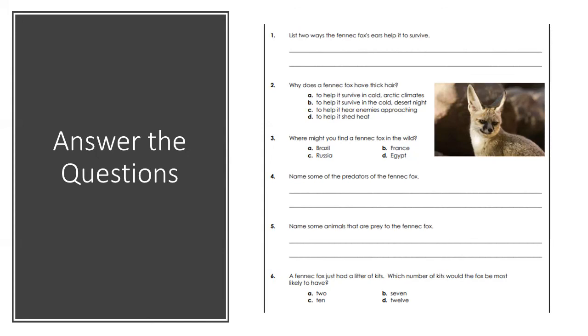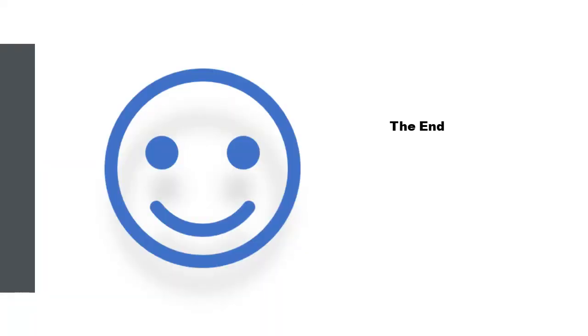Question number 6. A fennec fox just had a litter of kits. Which number of kits would the fox be most likely to have? 2, 10, 7, 12. We have just read that a fennec fox has 1 to 5 kits, so the most suitable answer is 2.